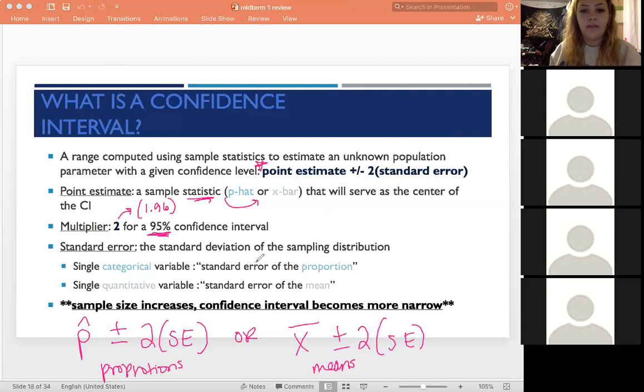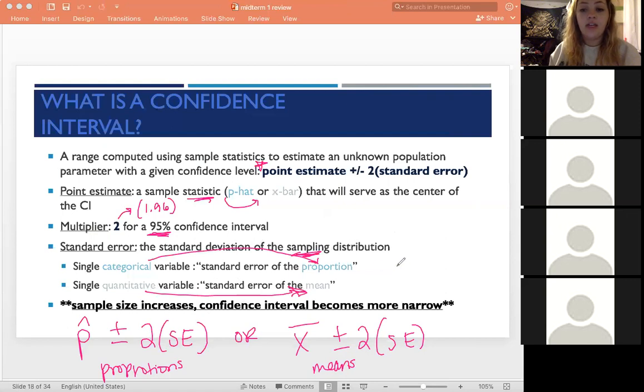Didn't spell that right. Okay. So yeah, our standard error is all it is, the standard deviation of our sampling distribution. The main idea is that it's from a sampling distribution. So remember, categorical variables are associated with proportions and quantitative are associated with means. So if you don't know if you should use p hat or x bar, see if you are using a quantitative variable or a categorical one, and then it should bring you to that conclusion.